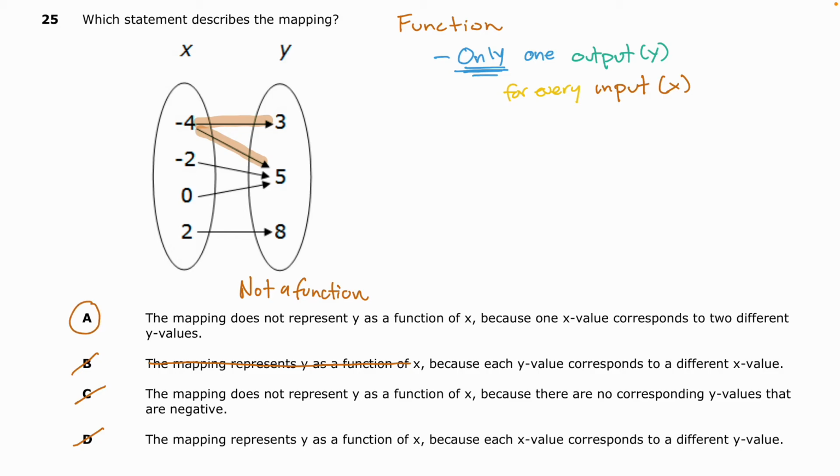So the reason it is not a function is because this one value of x right here has two values of y. This one input has two outputs.